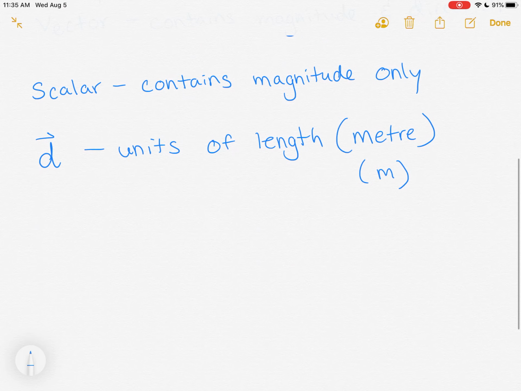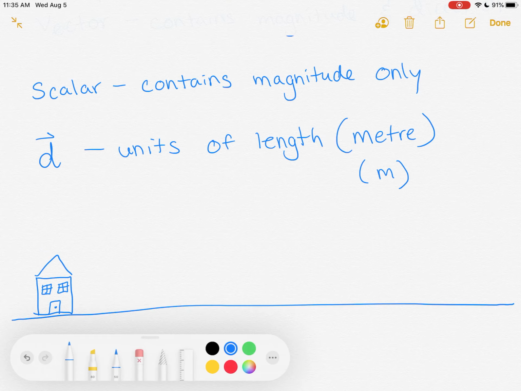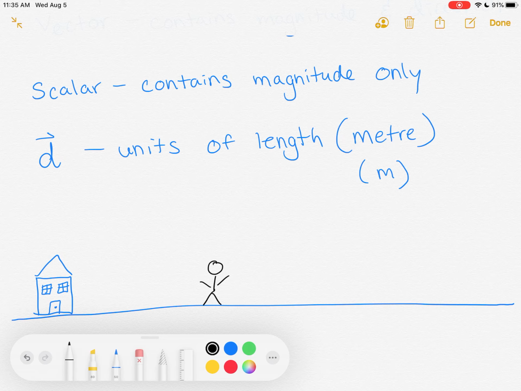Okay, so we're going to draw a little diagram. Okay, and with this diagram, we're going to be talking about positions. So we are first going to draw ourselves a little line, and in this diagram, we're going to put a house. So we've got our lovely house here. We're going to put a person. Obviously not to scale diagram. A person is not as tall as a house.